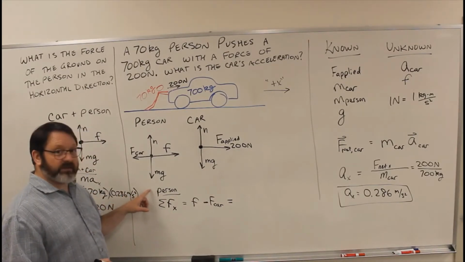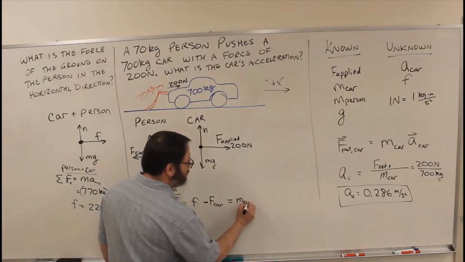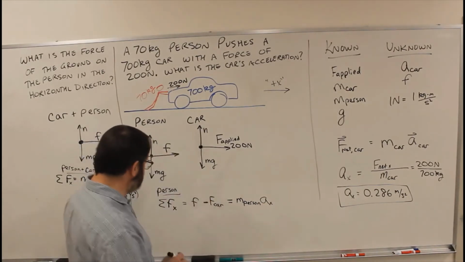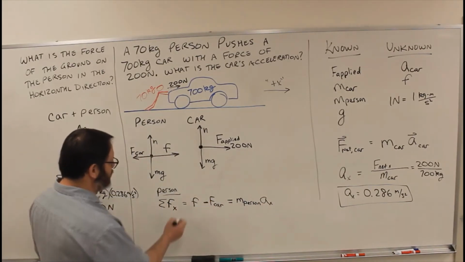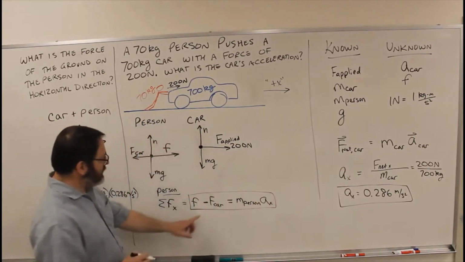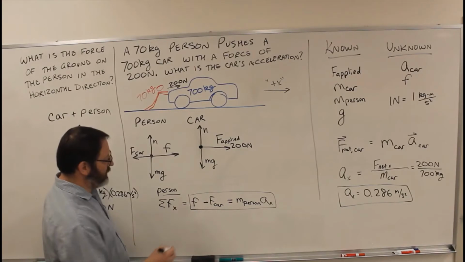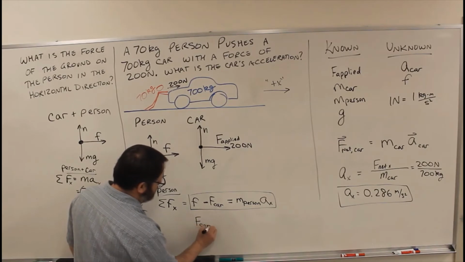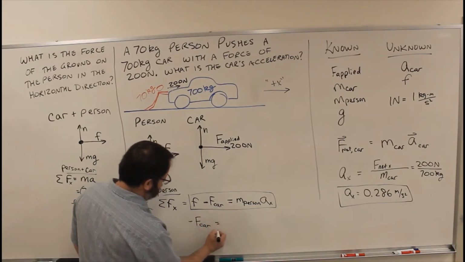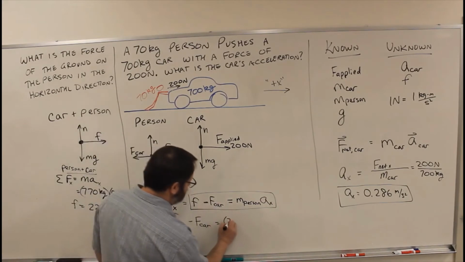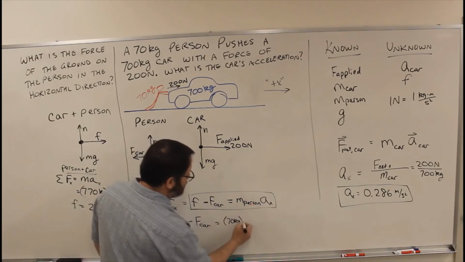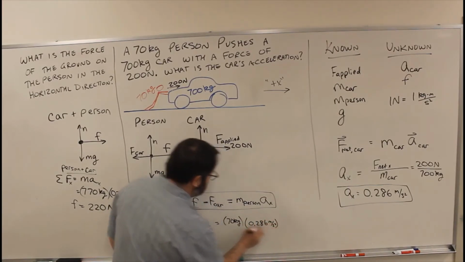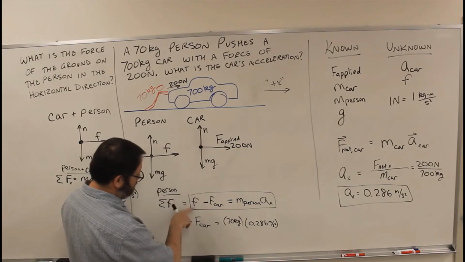So if we're looking at only the person, this should be the mass of the person times the acceleration of the person in the x direction. So can we solve this now for the force of the car? I know everything in here except for that one. So if I rearrange this, I'll get minus force of the car equals mass of the person, 70 kilograms, acceleration, 0.286 meters per second squared, and then minus F.